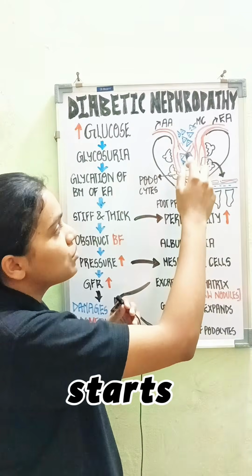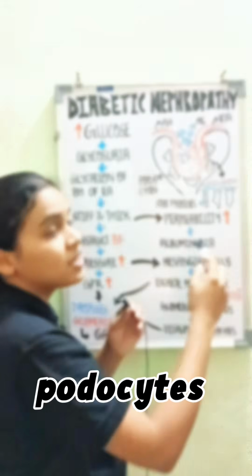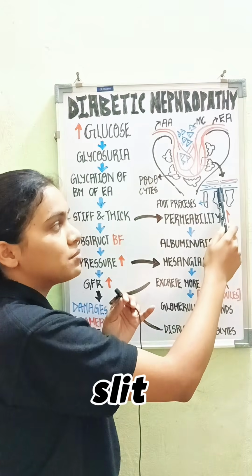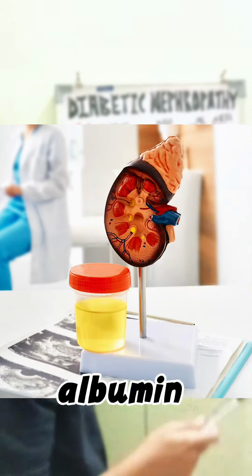As this glomerulus starts to expand, there is this disruption of the podocytes जिसमें the foot processes of the podocytes undergo effacement. मतलब these foot processes will be getting flat and will be merging with the basement membrane. As this filtration slit gets widened, the albumin and the globulin will start to get into the urine, which is also called proteinuria.